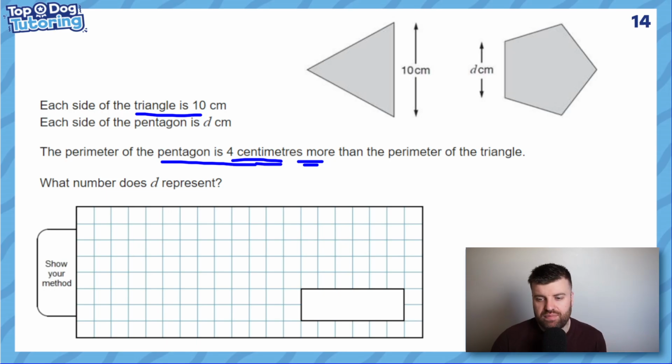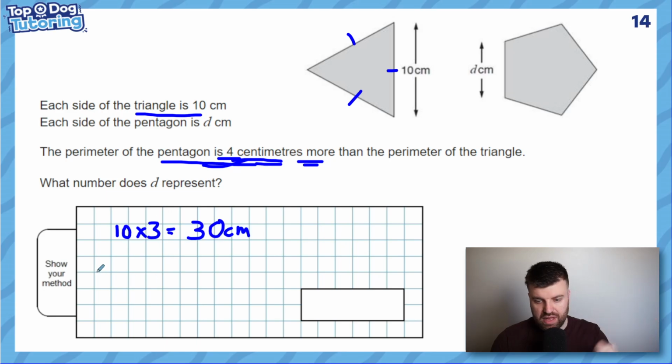So, step 1. We have 10 for each side of the triangle times 3. Why are we multiplying it by 3? Well, that's because a triangle has 3 sides. So the perimeter of the triangle is 30 centimeters. The pentagon is 4 centimeters more. So the perimeter of the pentagon is 30 plus 4, which is 34, of course. 34 centimeters. Fantastic. Now the perimeter of the pentagon is 34 centimeters. What's the length of one side, which is D?